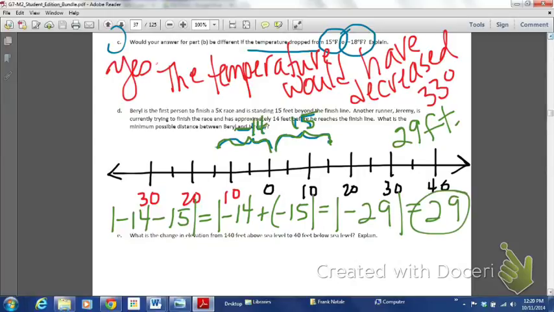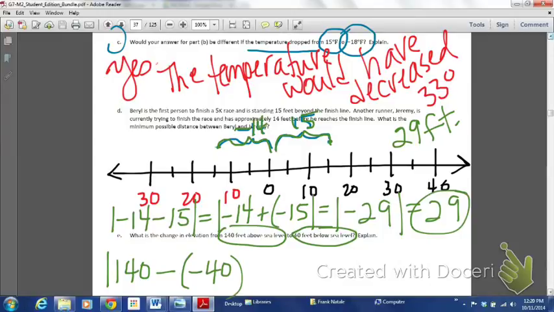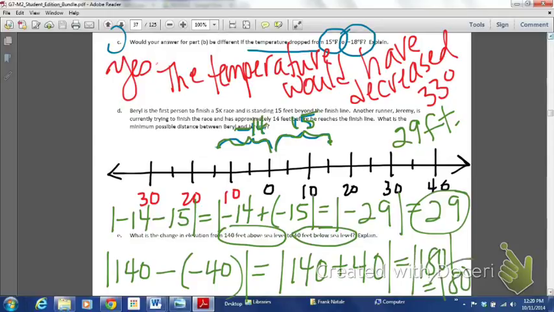All right. And just to finish this off, E: what is the change in elevation from 140 feet above sea level to 40 feet below sea level? Again, just apply your distance formula. You have the absolute value of 140, because that's the above sea level part, minus a negative 40, because that's the below sea level part. If we work that through, we have the absolute value of 140 plus 40, which equals the absolute value of 180, which equals 180. So the answer to that is 180 feet.